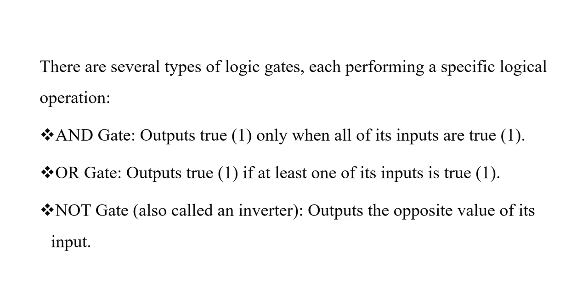So a NOT gate is an inverter because if I have an input as 1, it will always give me 0 as an output. If my input is low, my output is always going to be high.